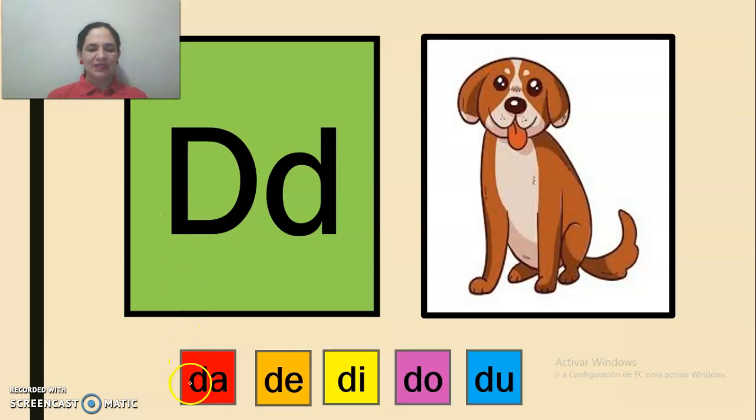Let's read the blends. The, the, the. One more time. The, the, the. Good job. Now, let's remember the letter G.